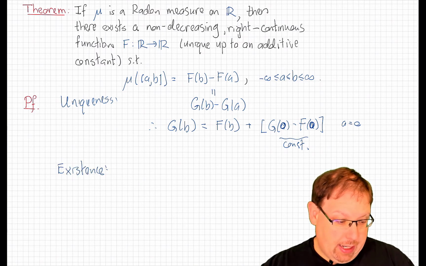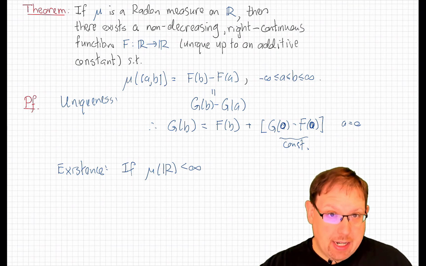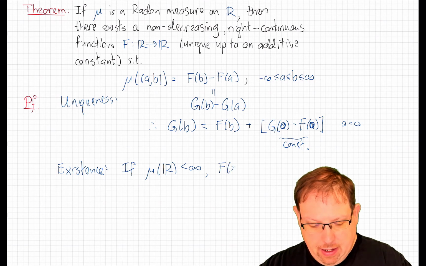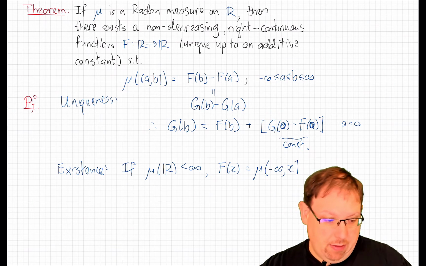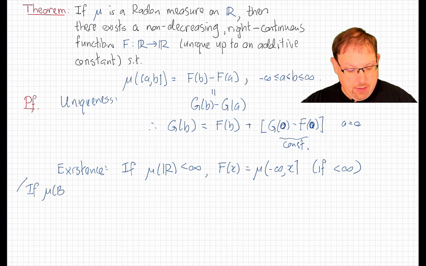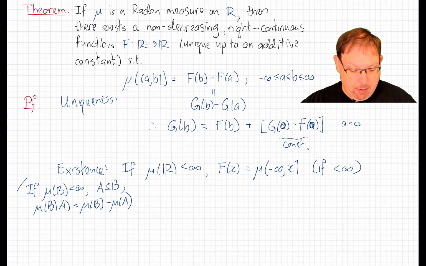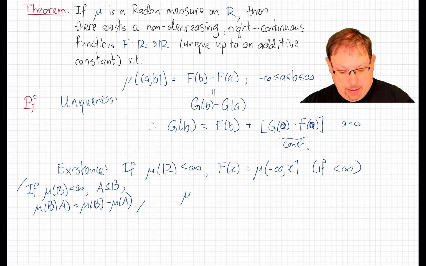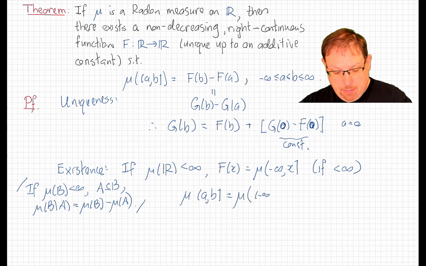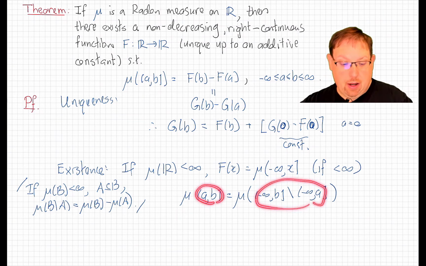Well, in the case where the measure is finite, or in fact as long as it's finite from minus infinity up to x for any x, we can simply take f at x to equal the measure of the interval from minus infinity up to x. The reason why this works is as follows. If mu of a set B is finite and A is contained in B, then the measure of the difference between A and B can be computed to be the measure of B minus the measure of A, simply by finite additivity. So we can check that the measure of the interval from a up to b in this finite setting is the same as the measure of the difference between minus infinity up to b and minus infinity up to a, since those two sets are equal.